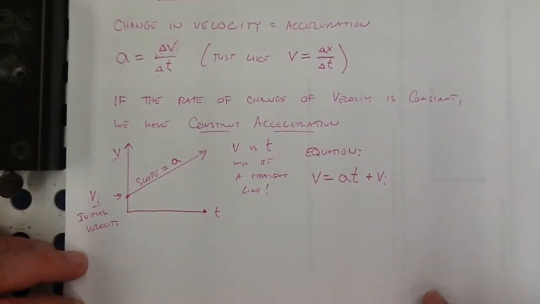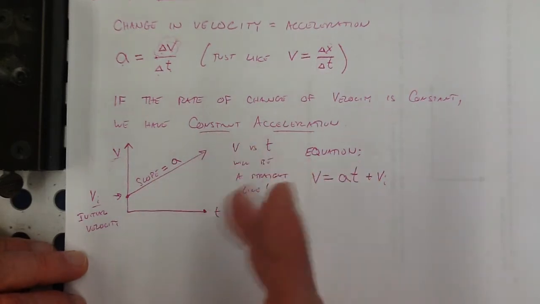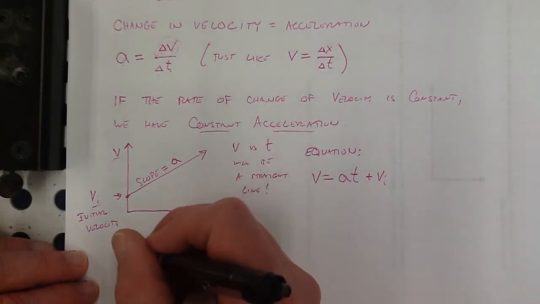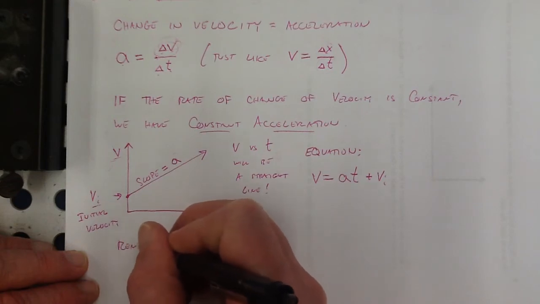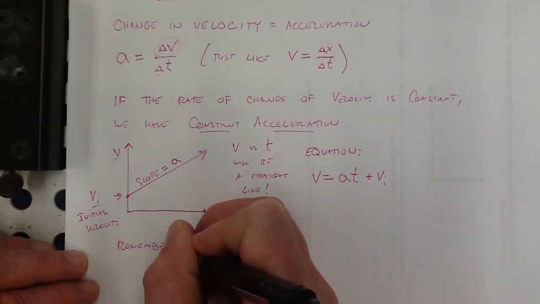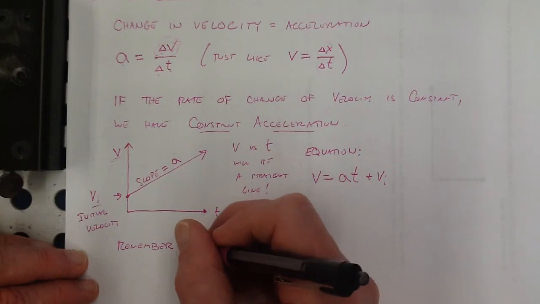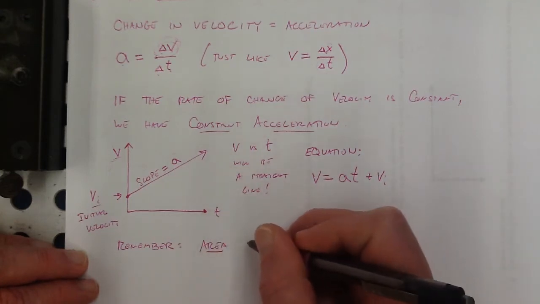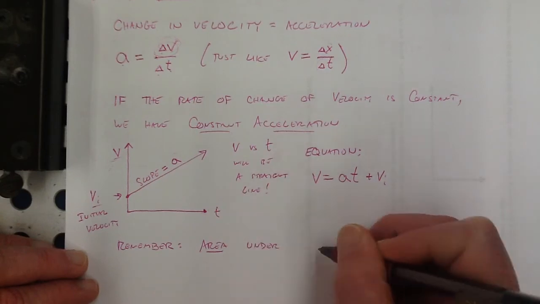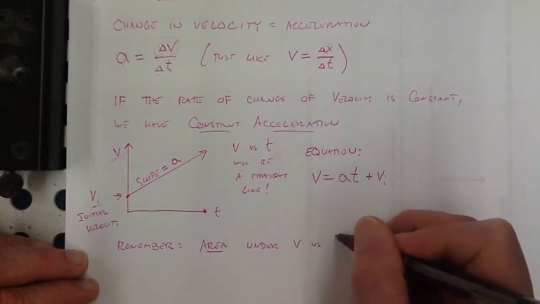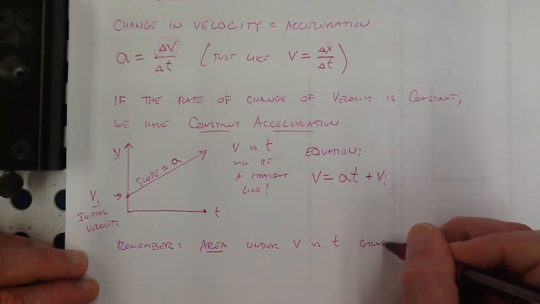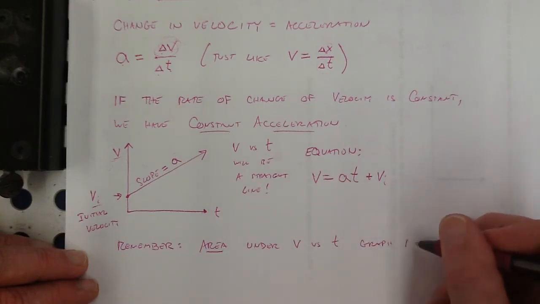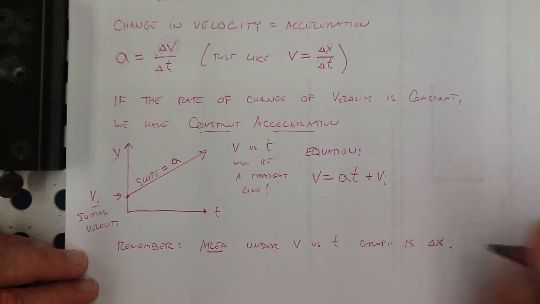One more thing I would like to remind you about, or maybe two, or maybe three. Remember that the area under a v versus t graph is the displacement. We saw that in the last unit.